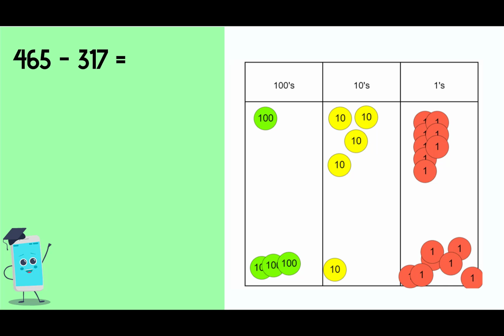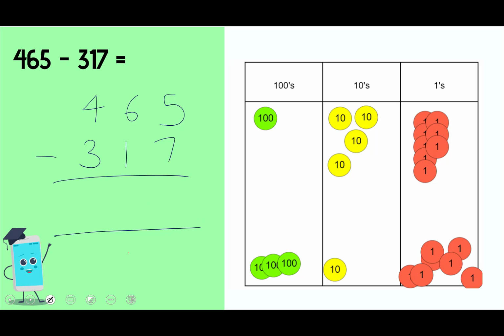Let's look at what that looks like when I do it with a written method. Question 2. 465 take away 317. We've looked at how to calculate using the place value counters, so now I'm going to use the written method, which is what we're moving towards. First thing I do is to set the numbers out so that they are lined up. I'm going to write in the place value of each of the numbers, and then I start with my ones and I need to subtract.